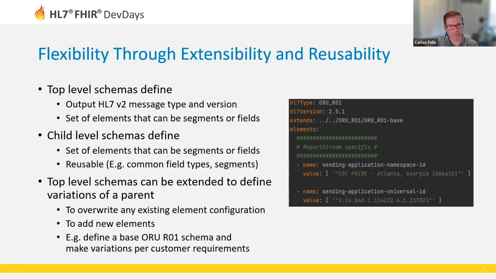So we have top-level schemas that define the HL7v2 message type and version that's going to be output by the library. And then it has a list of elements that define either segments or fields, whatever you need in there. But there's also child-level schemas that define a set of elements, which can be, again, segments or fields. But the key here is these child-level schemas are reusable. So you can create a child-level schema for like the field type CWE, and you can reuse it in multiple places. So that makes it easier to write schemas because you can reuse the configuration as you go through the different fields that use the same types.